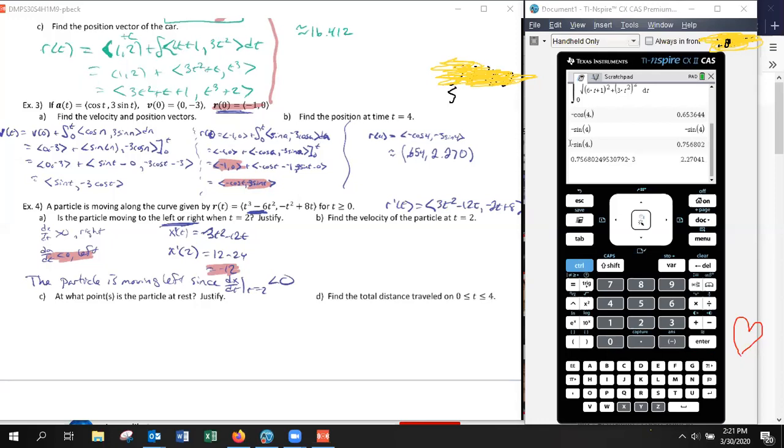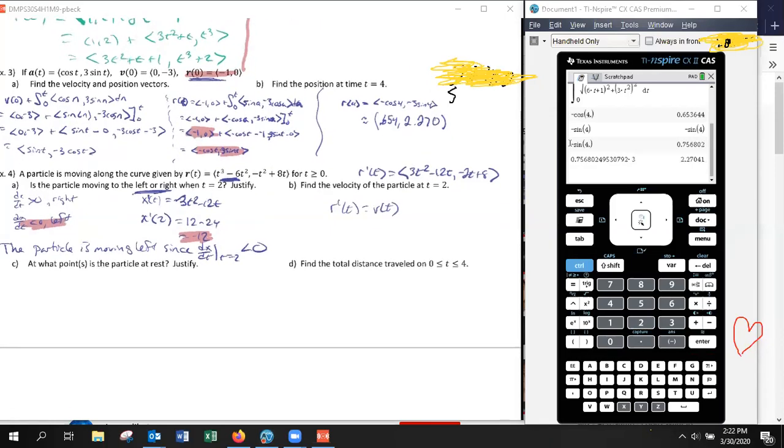All right, what's the velocity of the particle at time 2? So r prime of t is going to be our velocity vector. Now, all of these should be bolded. It just takes too much time, in my opinion, but definitely important. We already found that the x is negative 12. And then the y is negative 2 times 2 plus 8. So that would be negative 12, comma 4 as a vector.